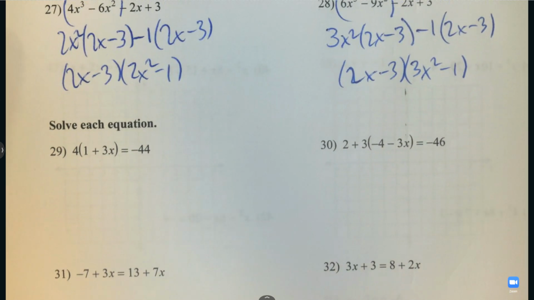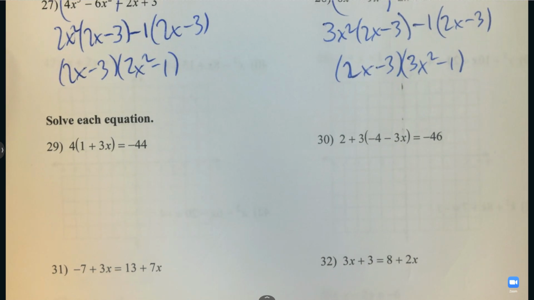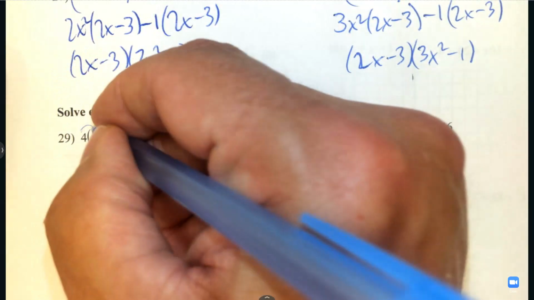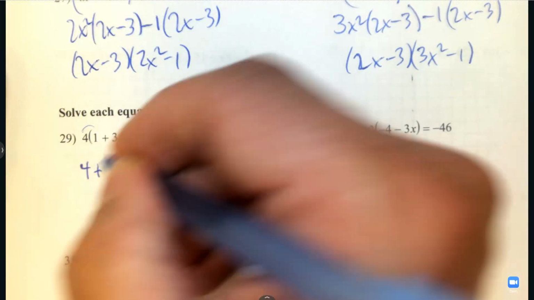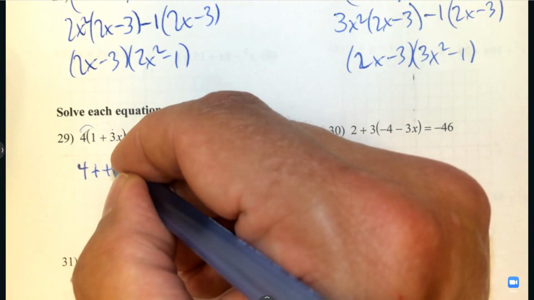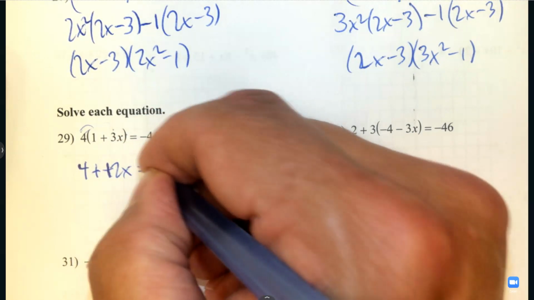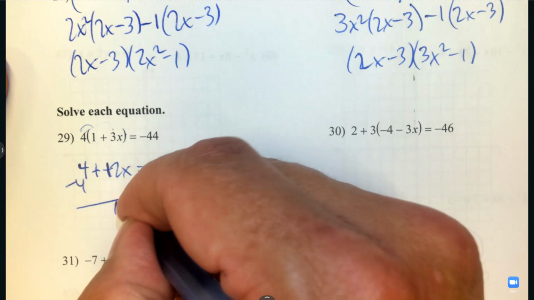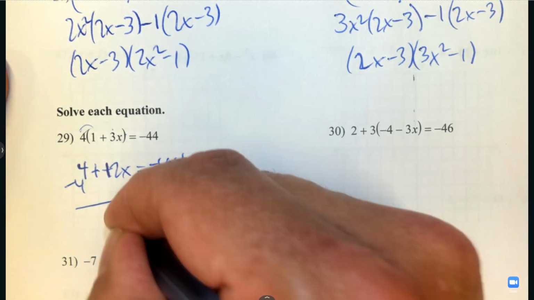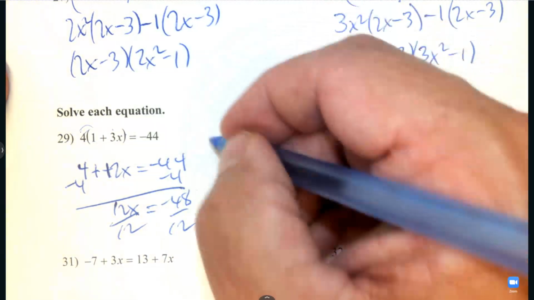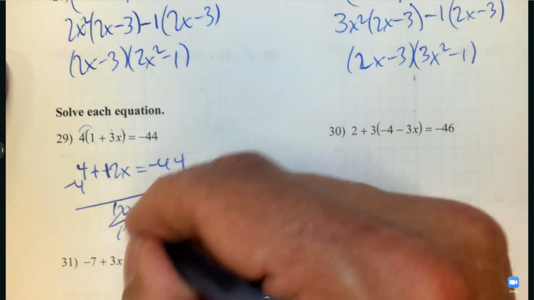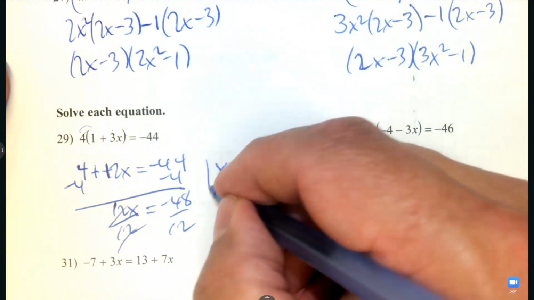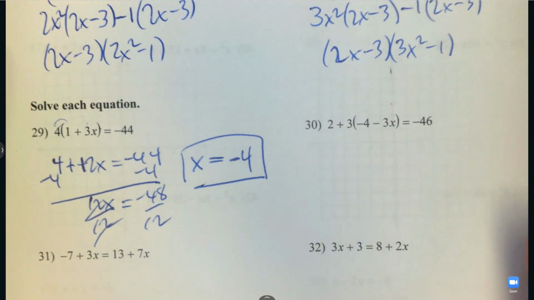All right, we're going to solve equations now. So this is a linear equation because the degree is 1. So we're going to distribute. So 4 times 1 and 4 times 3. So that's 12. Then I'm going to subtract 4. Then I'm going to divide by 12. So 48 divided by 12, and the answer is negative. There's your answer. All right, let's try this again.